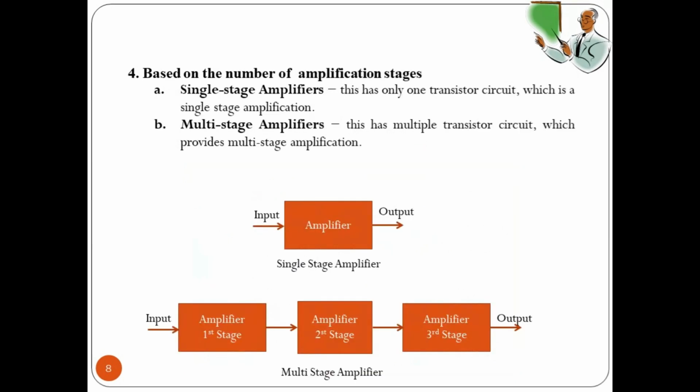Based on the number of amplification stages, there are single-stage amplifiers and multi-stage amplifiers. Single-stage amplifiers have only one transistor circuit, which provides single-stage amplification. Multi-stage amplifiers have multiple transistor circuits, which provide multi-stage amplification.